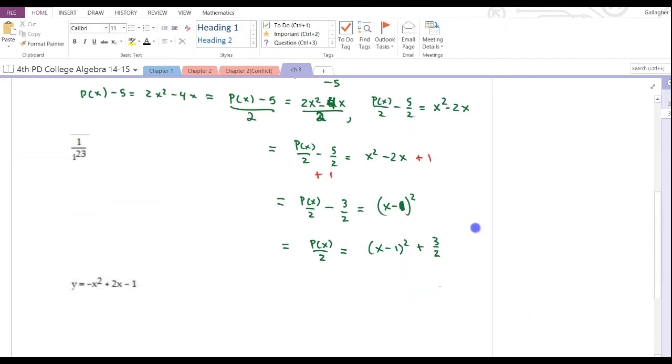And I'm going to multiply everything by 2. So I end up with P of x is equal to 2 times x minus 1 squared plus 3. All right, so that's my vertex form. So I end up with 1, 3 as a vertex.